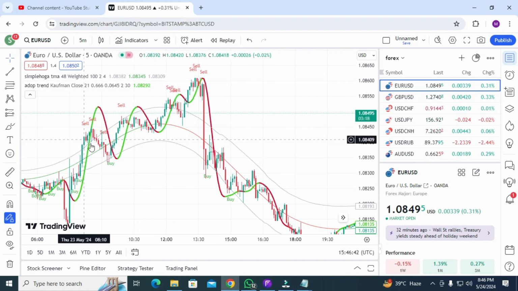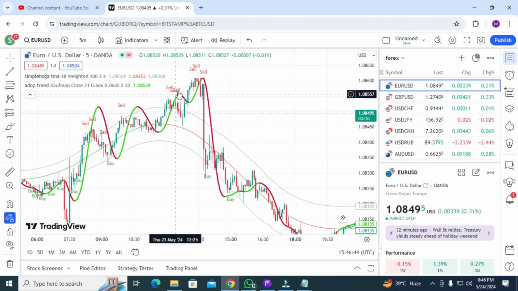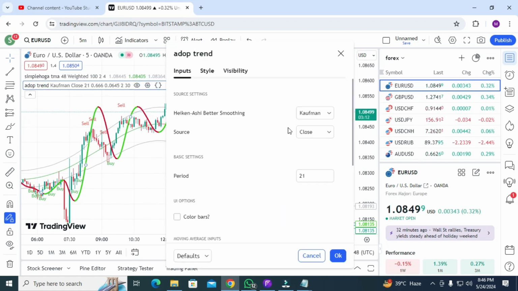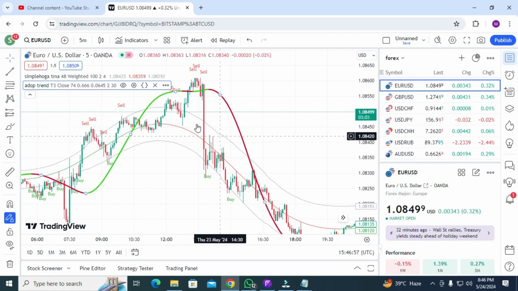Here you can get a lot of pips all the time, but I need to show you the settings. Here you have to put 33, and here you have to put 73 or 74, and that's it. Now you will get awesome results. So the conditions are clear. This is the adopt trend line.